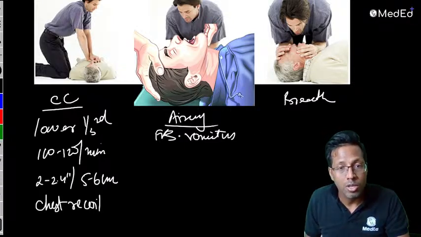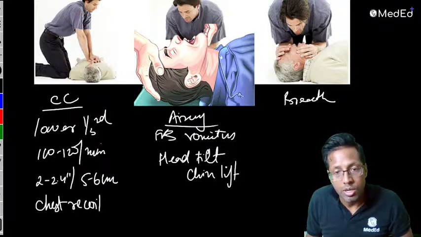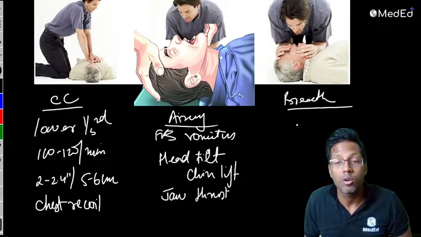So you remove the obstruction by removing a foreign body or the vomitus or the secretion, or head tilt chin lift. If the tongue is the obstruction normally, you do a head tilt chin lift. This should not be done in fracture cervical spine, where you can do a jaw thrust. And then you give breath to the patient.